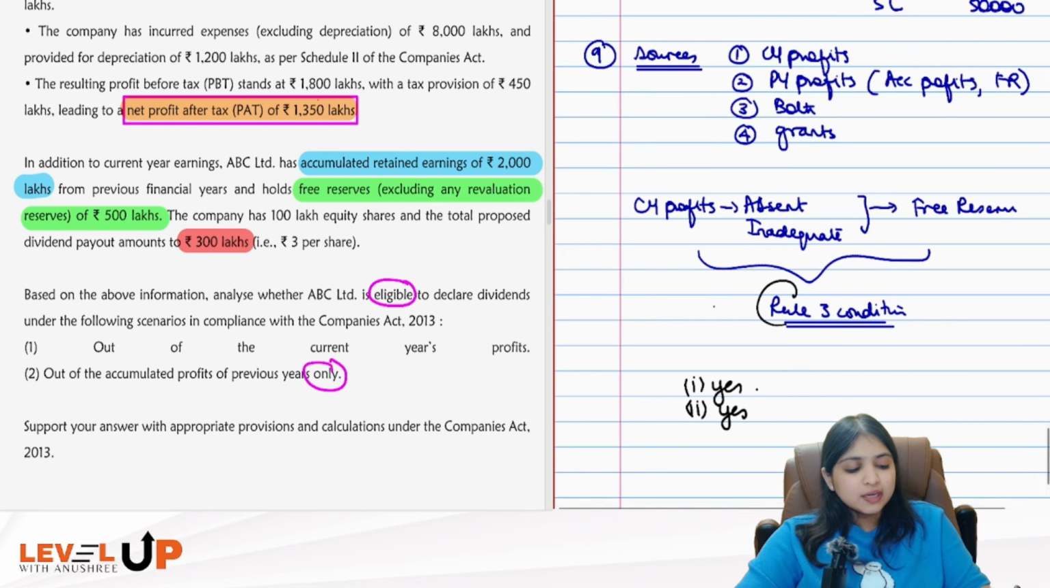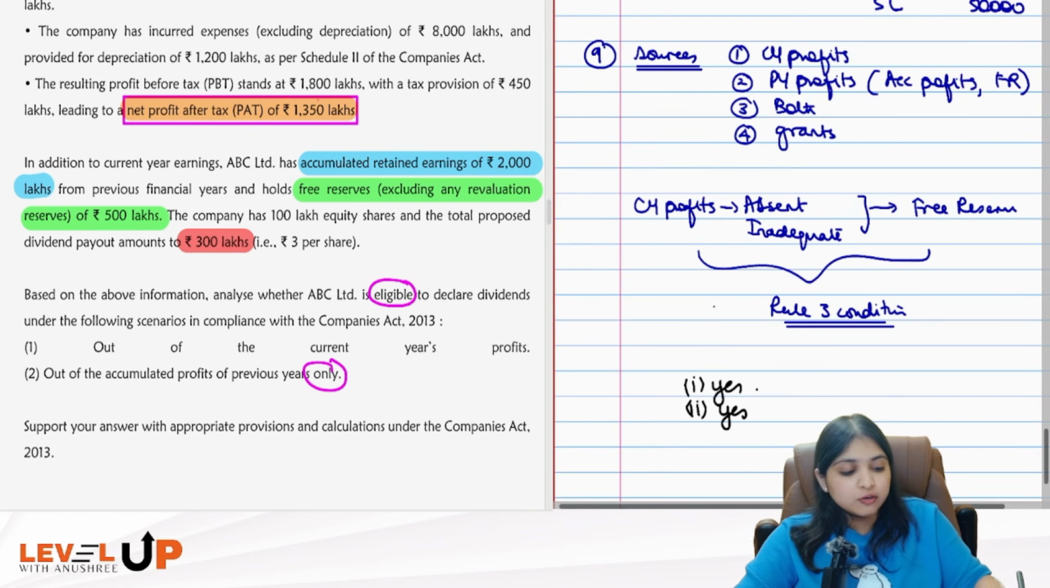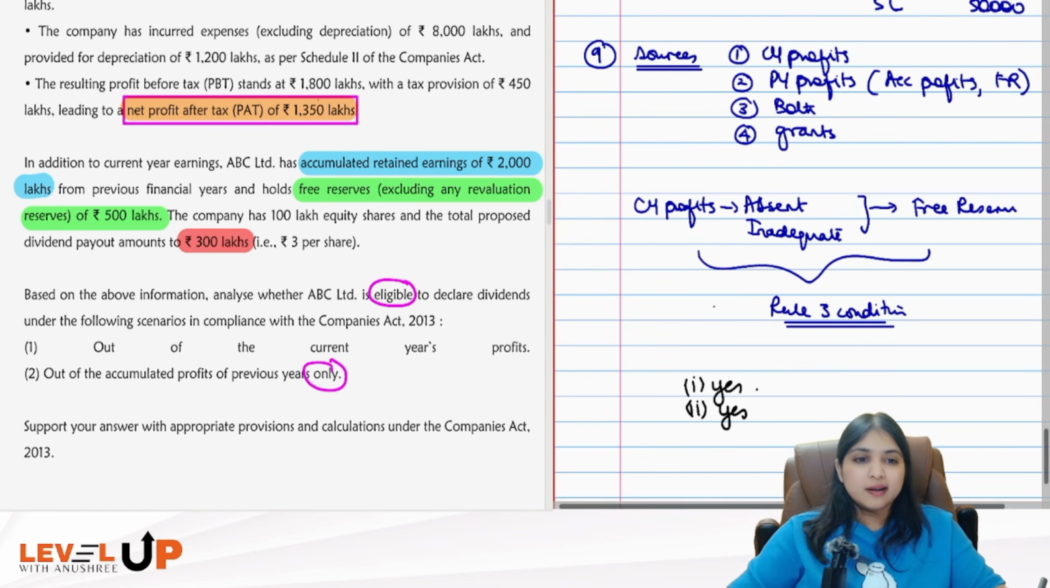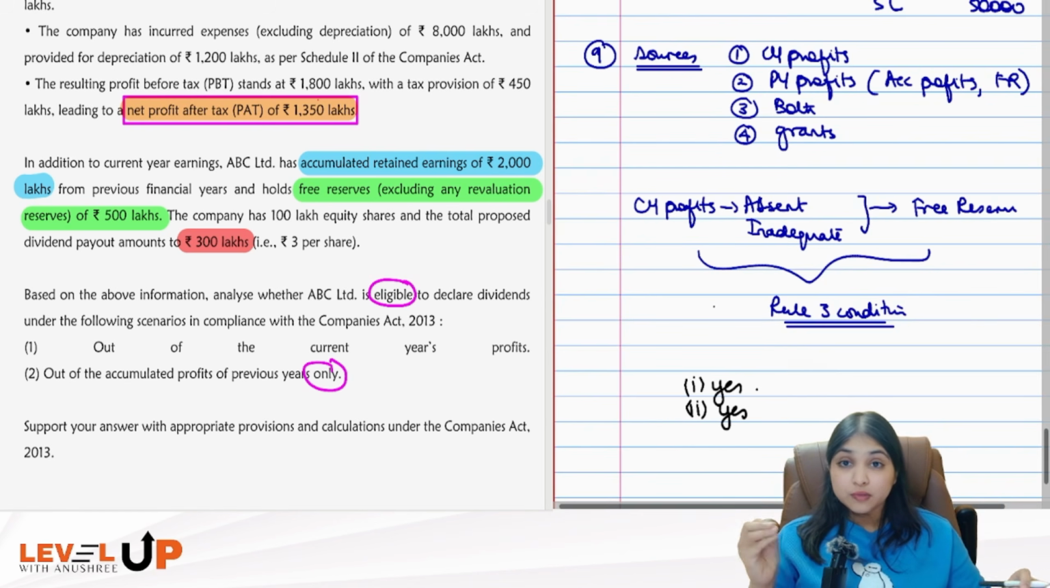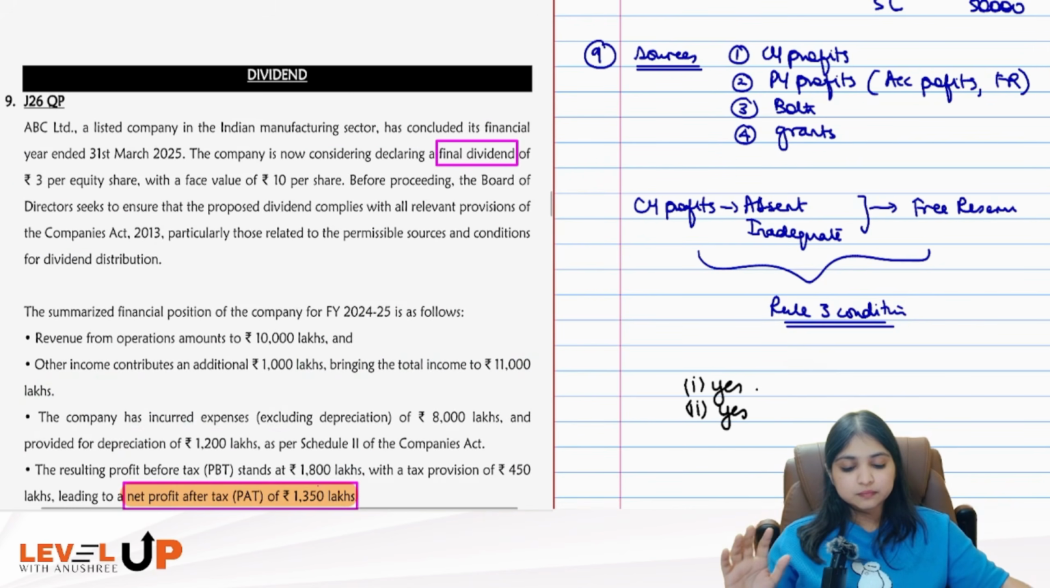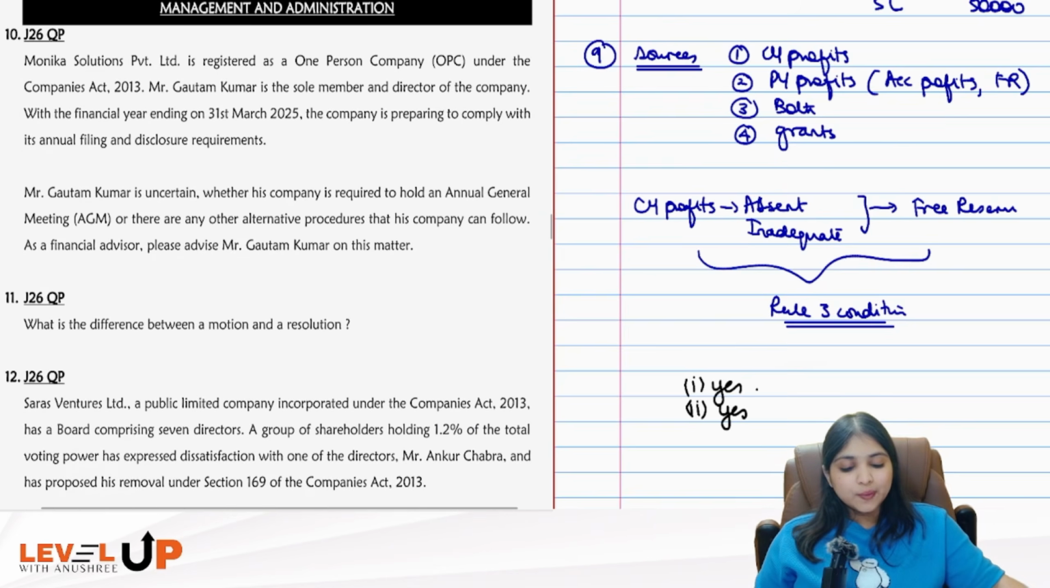However, the Rule 3 conditions will not come into the picture over here, because those apply only if the current year profits are absent or inadequate. Okay, so this was your question number 9. Now come to question number 10.